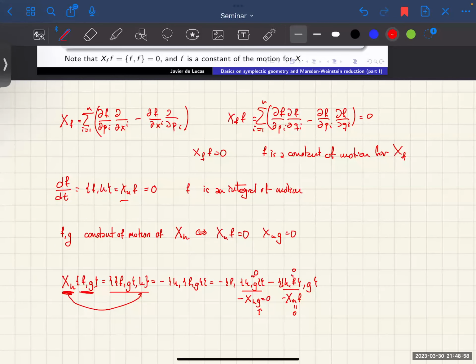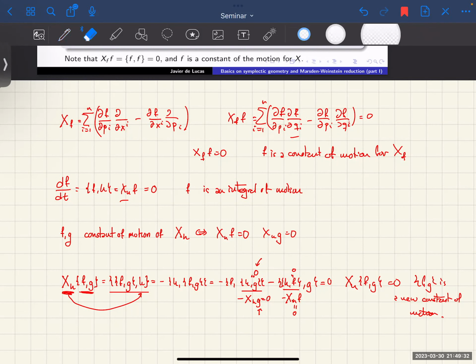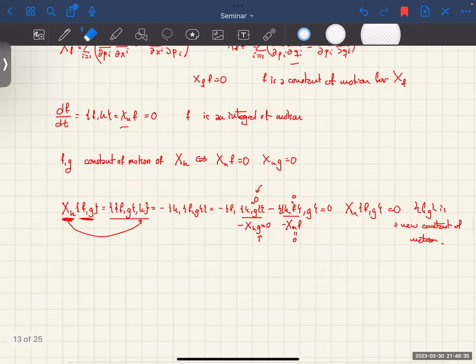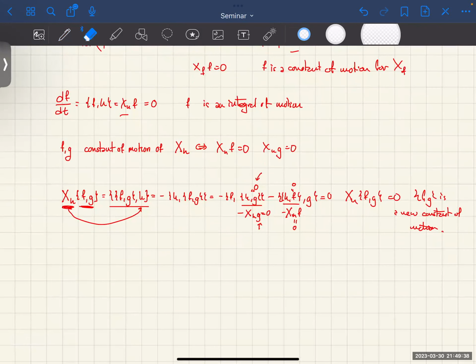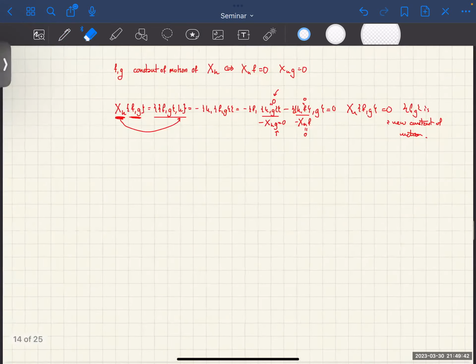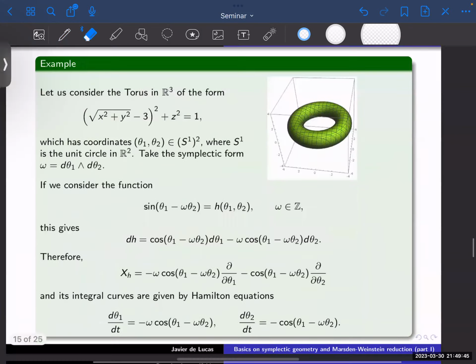So since this is equal to 0, and this is equal to 0, the Poisson bracket of any function with 0 is equal to 0. This can be proved out of the expression of the Poisson bracket, and this is true. So it turns out that this thing is equal to 0: {f, h} is a new constant of motion. So the Poisson bracket gives you a manner to describe new constants of motion out of known ones. And there are lots of results about how to use this to study Hamiltonian systems. But this is a very interesting result that is quite useful.